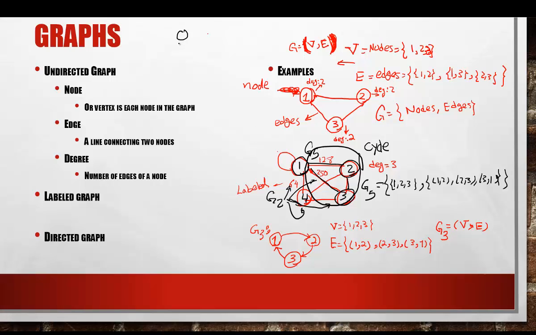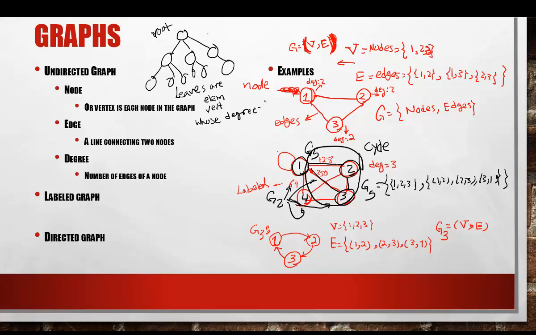So trees, we usually represent them with something like this. You start from a root, and then you go down. And the elements whose degree is 1 are called leaves. So in a tree, leaves are elements or vertices whose degree is equal to 1.